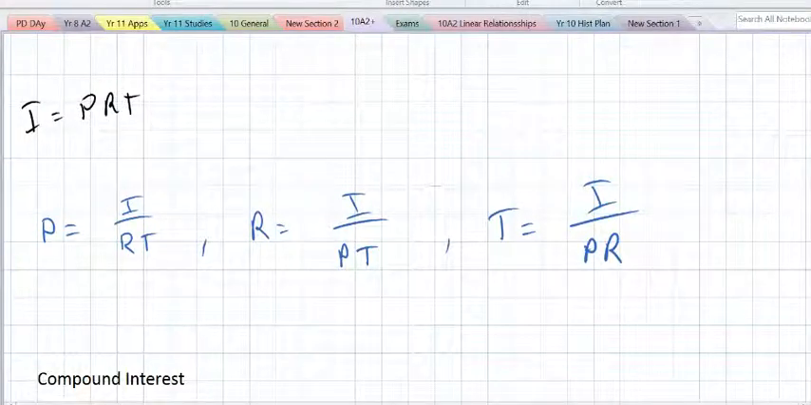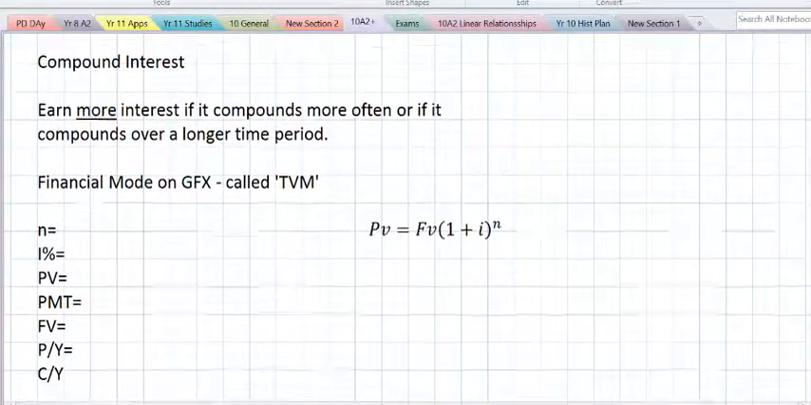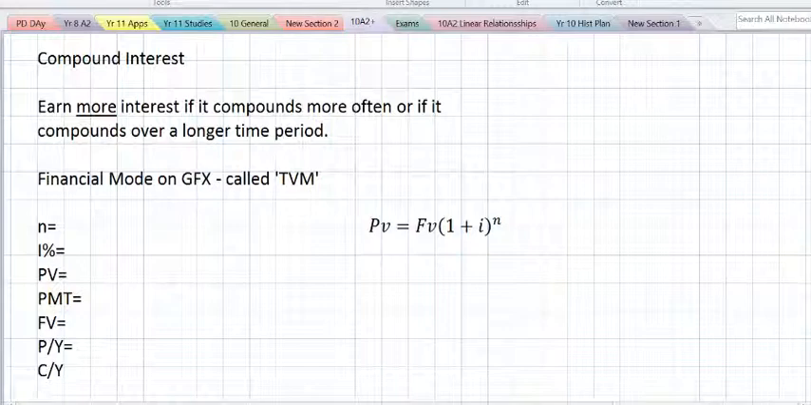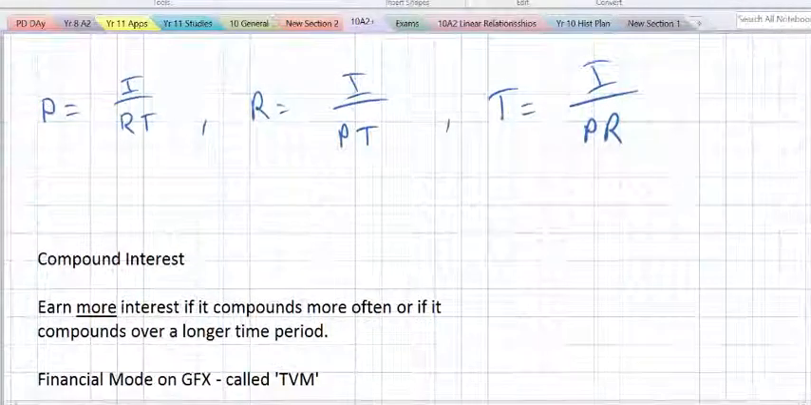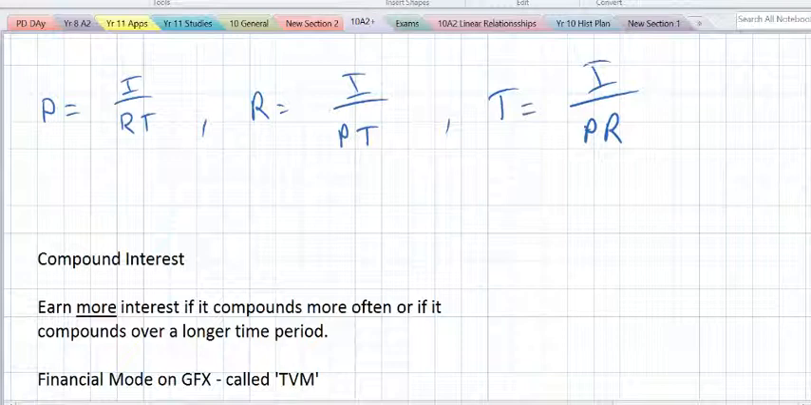So those three equations are easy enough. Compound interest. You'll have to copy them off later. You'll have to go quickly. It's still in financial maths.